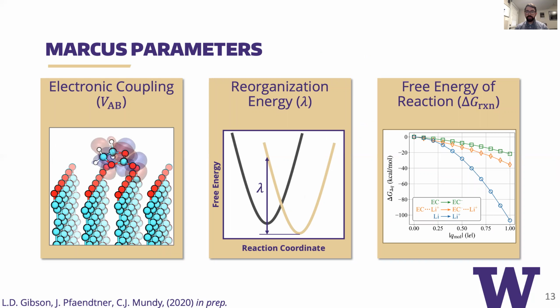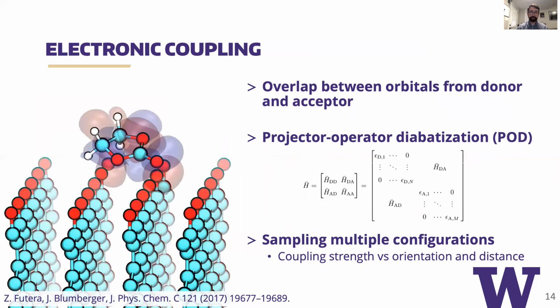And so we see that each of these 3 parameters need to be calculated in order to compute our rate, and I'll go over how we plan on computing each of these quantities. I'll first start with the electronic coupling. Now, as I described earlier, this coupling parameter is a quantum mechanical value that describes the overlap you have between the orbitals from your donor and acceptor species.